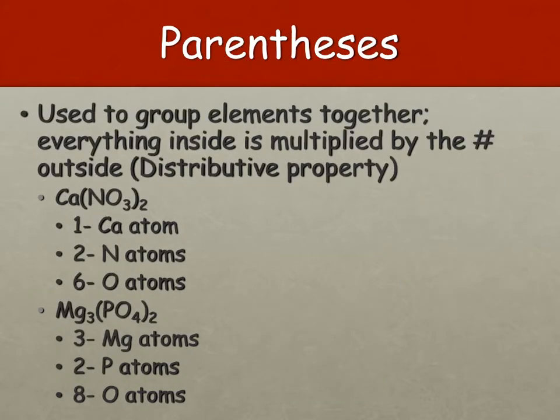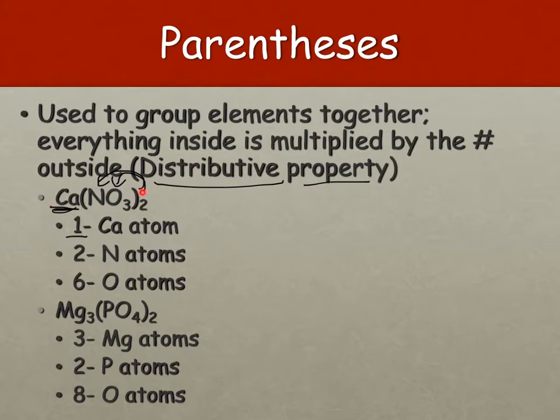Again, pretty simple. Parentheses are used to kind of group elements together. And we use what we call the distributive property when we use parentheses. So that 2 is indicating that everything on the inside, the oxygen and the nitrogen, are getting it multiplied by 2. The calcium is not in the parentheses, so according to the distributive property, it is not going to have anything to do with that 2. So we only have 1 calcium. If it had had a subscript, we might have had more, but it doesn't.